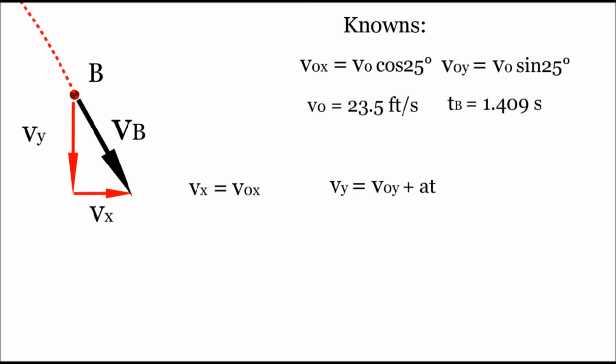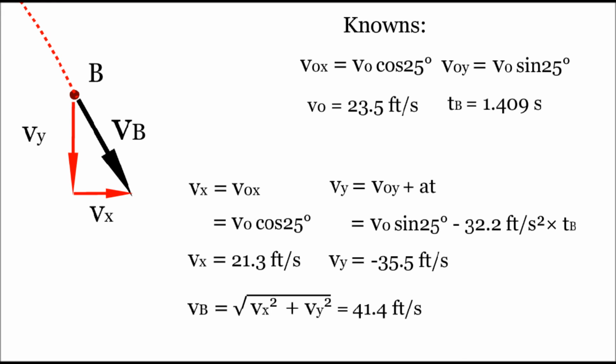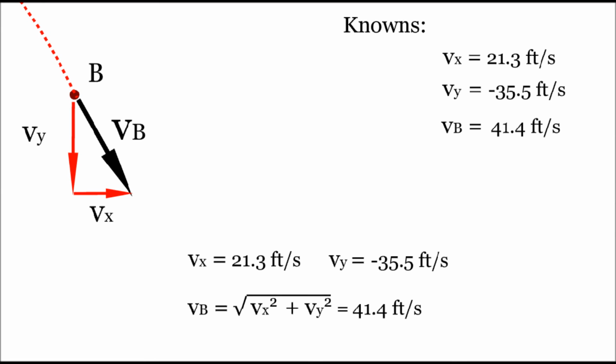Once again, we can use our knowns to get these equations. We'll find that the x velocity, plugging numbers in, is 21.3 feet per second, and the y velocity is negative 35.5 feet per second. Using Pythagoras' theorem, we can find the total speed, which comes out to be 41.4 feet per second. Okay, so we don't need to use those knowns anymore, and these are our new knowns: the x velocity, y velocity, and the speed.